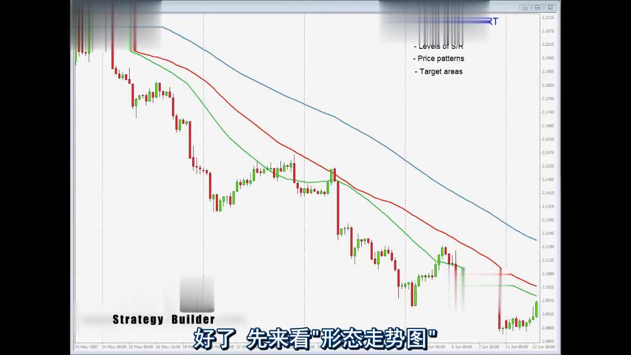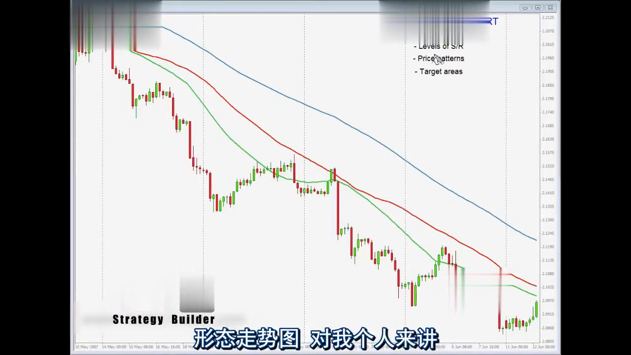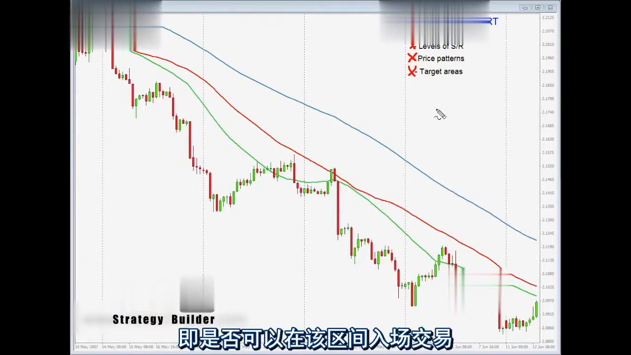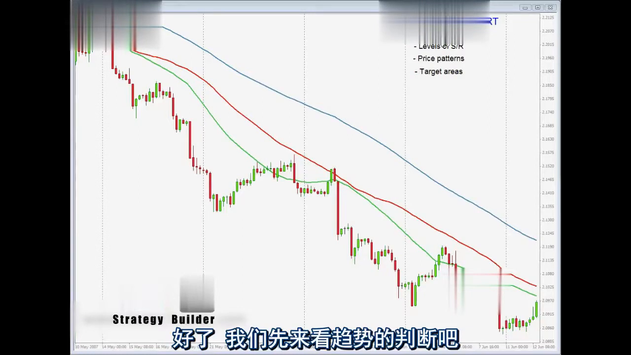Okay, let's begin with the setup chart. The setup chart has, in my opinion, or the way I personally use it, four main uses, okay? Four main reasons to be used. That's trend establishment, then seeking levels of support and resistance, also trying to spot price patterns, and of course also defining what my target areas are going to be for any particular trade should I decide to indeed take a trade, okay? All right, let's begin with the trend establishment.